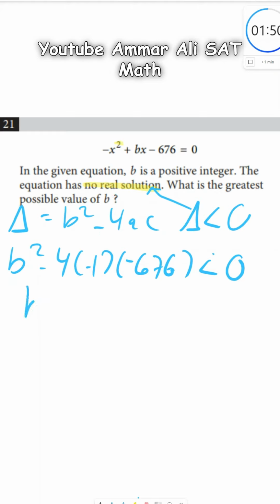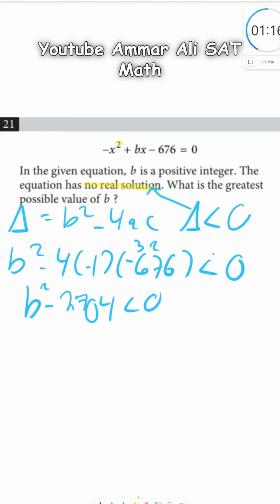Let's simplify that. So this becomes b squared minus 4 times minus 1, that's plus 4 times minus 676. That's going to be like, well, let's see, 4 times 6 is going to be 24. 4 times 7 is going to be 28, plus 2 is going to be 30, right? And then we have another 24, plus 3 is going to be 27. So we have b squared minus 2704 is less than 0.